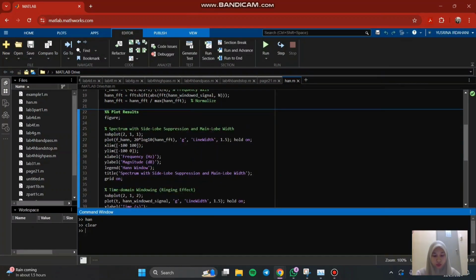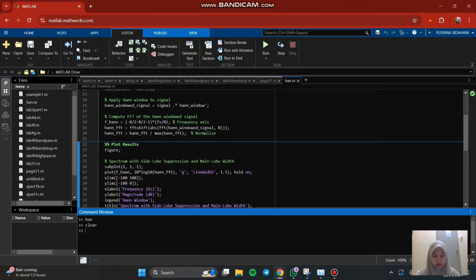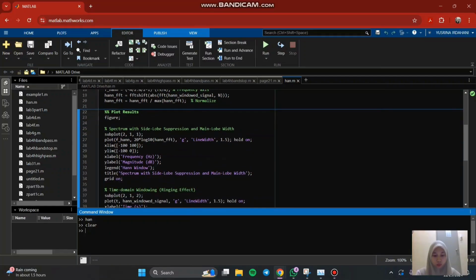After applying the window, we compute the FFT, which is the fast Fourier transform. The FFT gives us the frequency spectrum of the signal, and we normalize the result for better visualization. Finally, we plot the result. The first subplot shows the frequency spectrum. This plot highlights how the Hunt window suppresses side lobes in the frequency domain, showing the main lobe clearly around 50 Hz and 55 Hz.